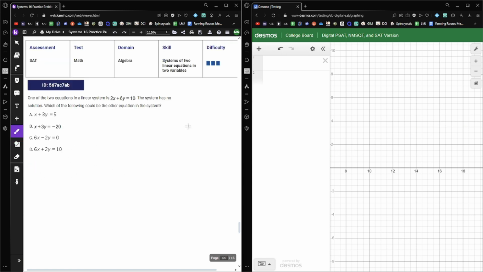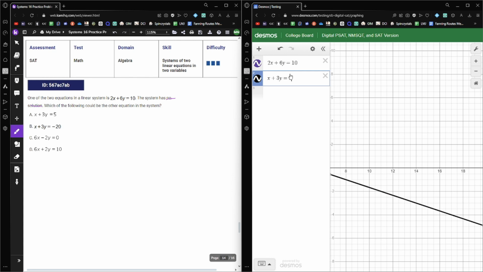Question number 14. One of the two equations in a linear system is 2x plus 6y equals 10. The system has no solution. Which of the following could be the other equation in the system? All right, I mean this one's pretty easy. Just plug in this equation right here, 2x plus 6y equals 10, and then just start plugging in the other ones.